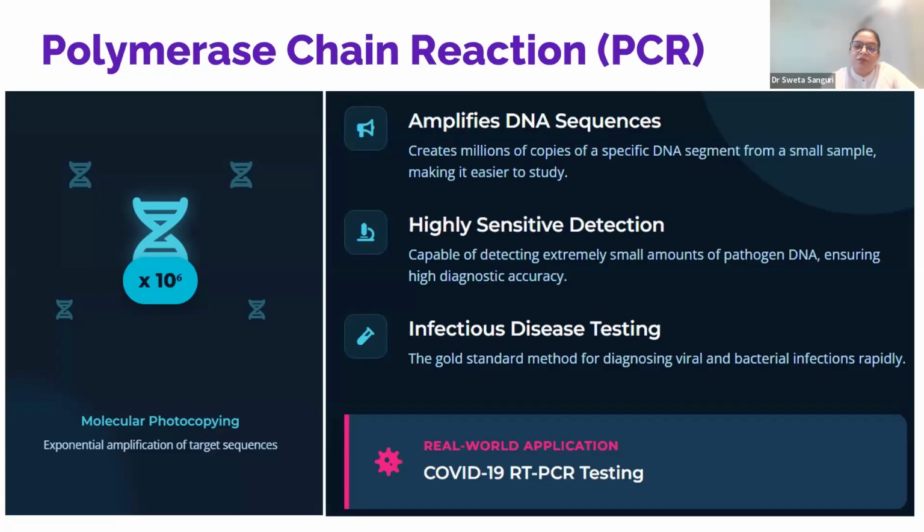And a good real world example I already gave you is COVID-19 testing. During the pandemic, RT-PCR tests detected viral genetic material from nasal swab samples, even when the virus was present in very small amounts. This is why PCR is considered highly sensitive and it is widely used in diagnostics.